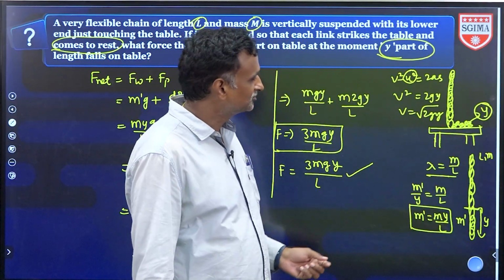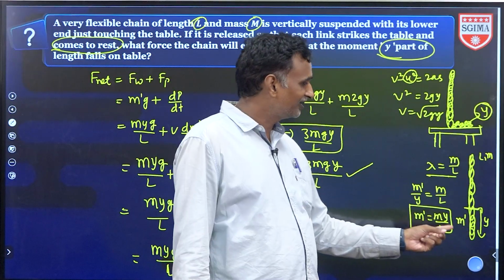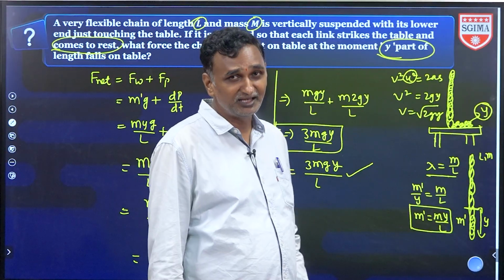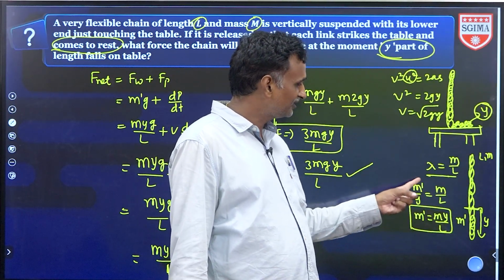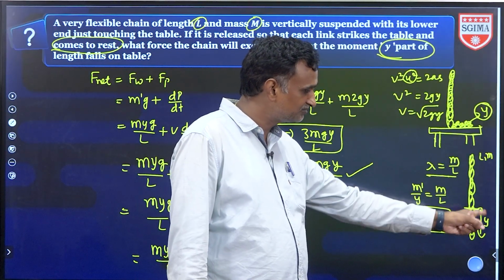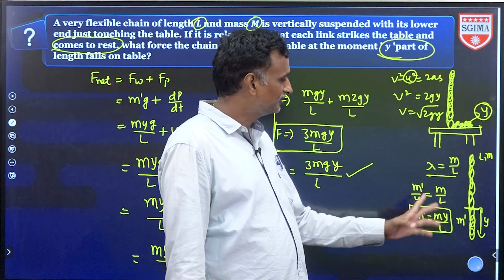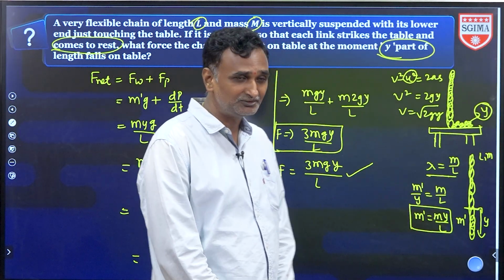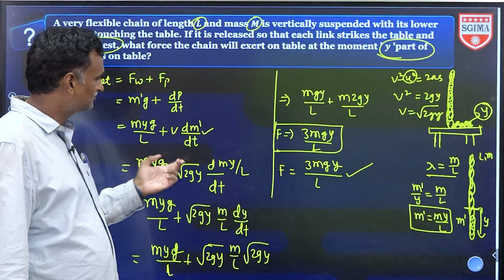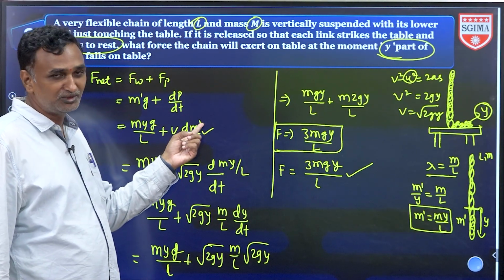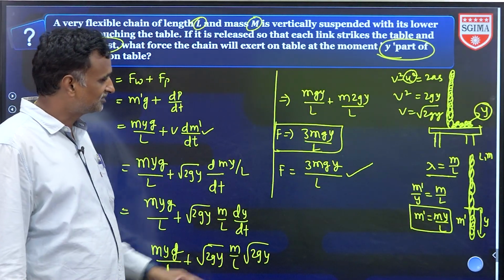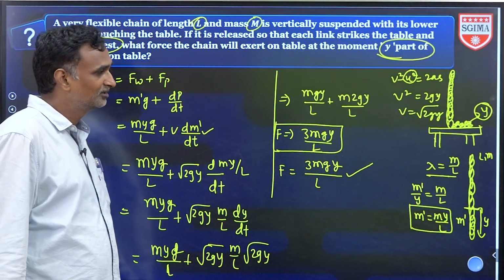Up to what length is the chain falling on the table? The y part. To get the y part chain mass, we need to take m prime. Lambda explains mass by length, so mass by length equals m prime by y, the part of chain mass by the part of chain length. So m prime equals m y by L. Here we can substitute m prime g plus dp by dt, change in momentum. p equals m into v, and m is variable, so m prime will be taken from the same equation, and just simplifying gives this answer. Okay, right.